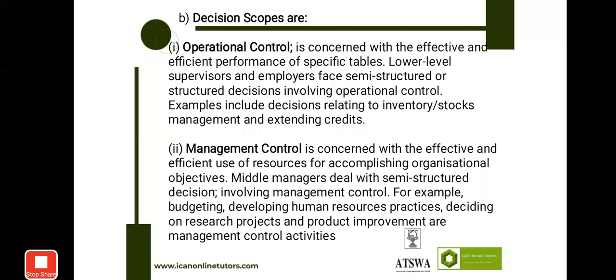Lower level supervisors and employees face semi-structured or structured decisions involving operational control. For example, includes decisions relating to inventory and stocks management, and extending credit. So operational control means there's a control as to how the things are being carried out. The operations and activities are being controlled significantly. Okay, so we have a supervisor who controls and monitors what the lower level employees are actually doing.